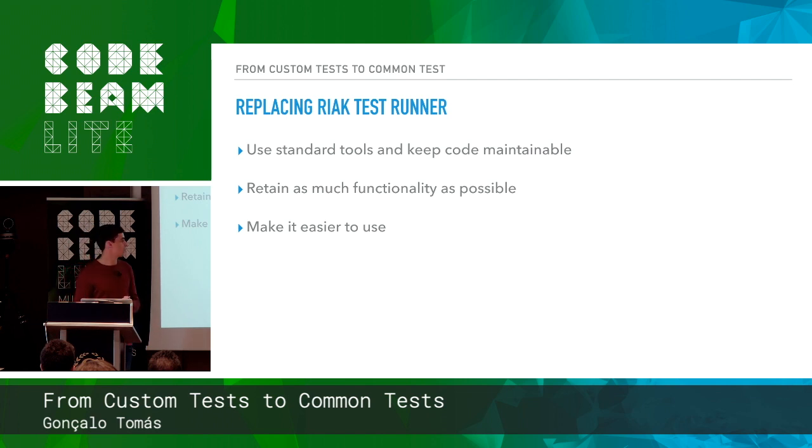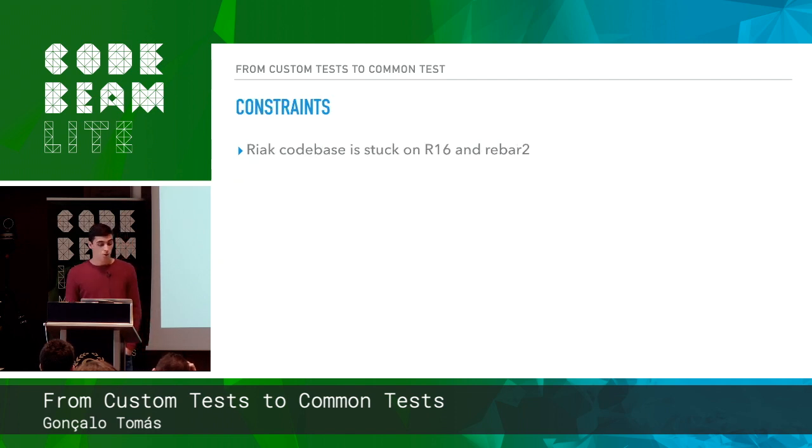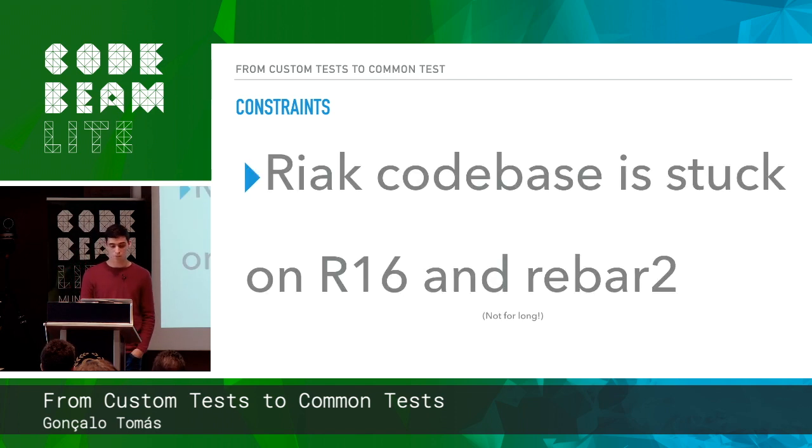Obviously, we want to retain as much functionality as possible, but sometimes it's just not possible to migrate everything over. So our constraints to move over is that the Riak code base is stuck on R16 and rebar 2. And I know this is just a single bullet on a slide, and it kind of looks like it's a small constraint, but I look at it more like this.